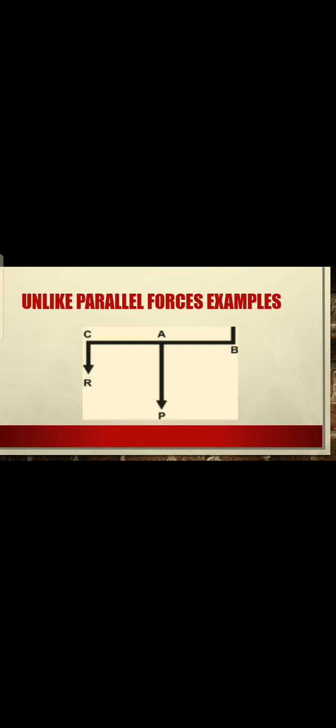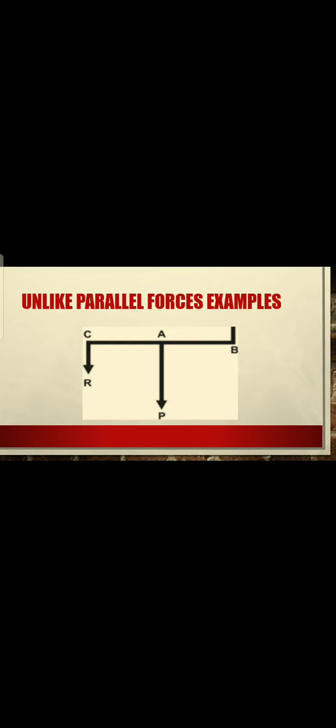One force on the seesaw will act in the downward direction and one force on the seesaw will act in the upward direction. So these are two unlike parallel forces, whose direction is not similar and whose lines of action are not similar.